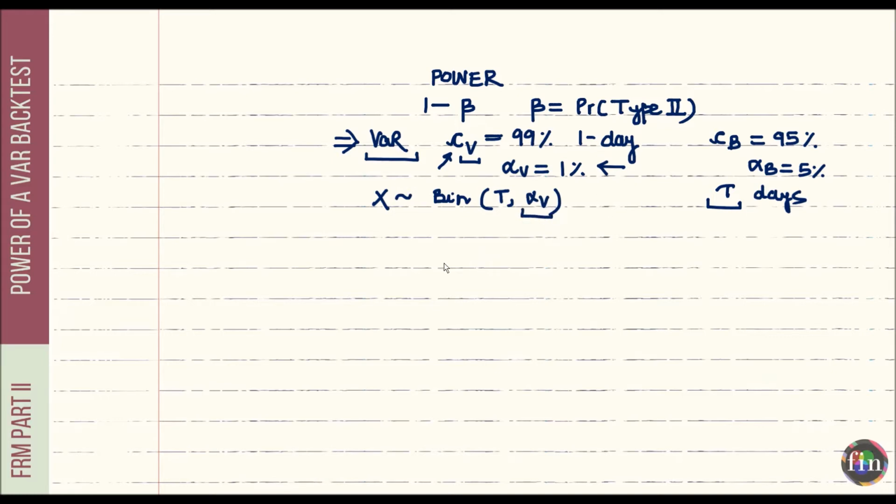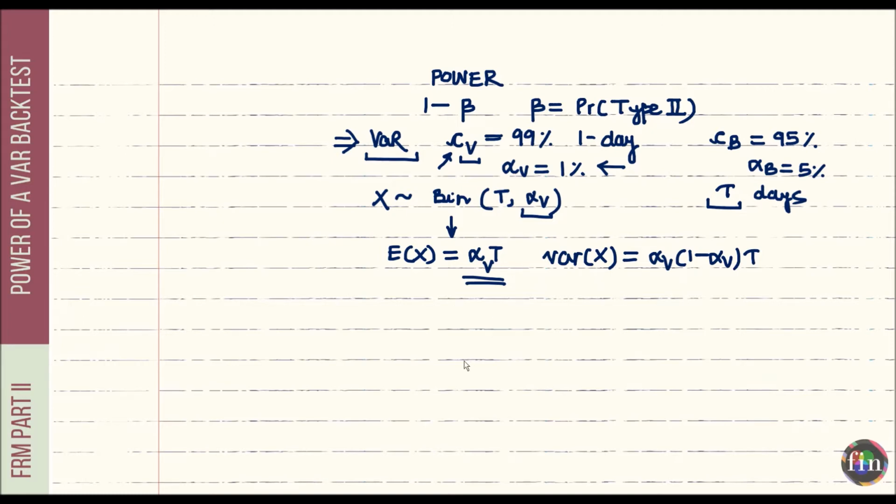Now if that were to be the case, what is the implication? The implication is that the expected value of this number of exceptions would be NP. Here N is T, and P, the probability of success, is alpha V. So this is my expected number of exceptions. The variance of this number of exceptions would be NPQ. Here it would be alpha V times 1 minus alpha V. This is the P, this is the Q, and then you have N, which is T. Okay, so far so good.